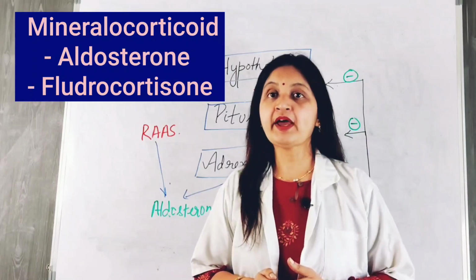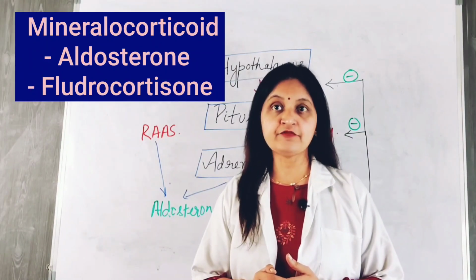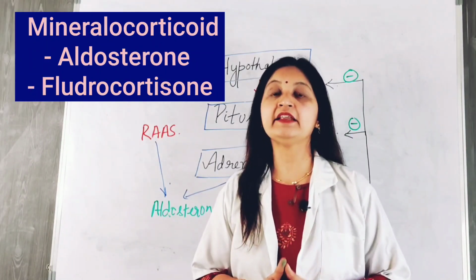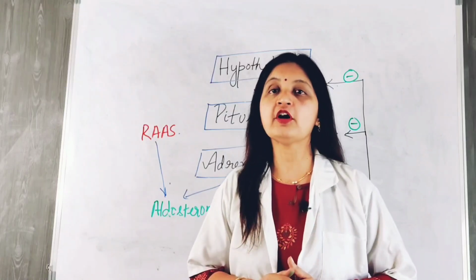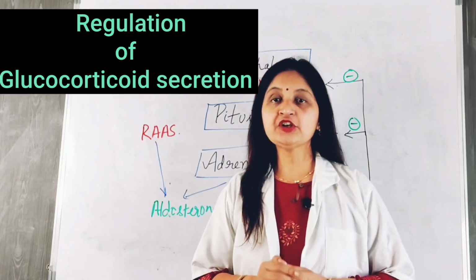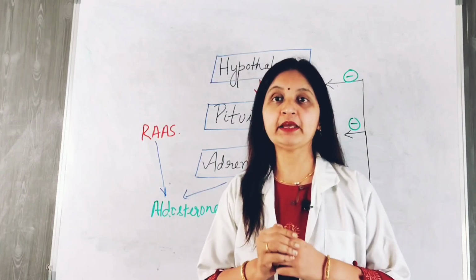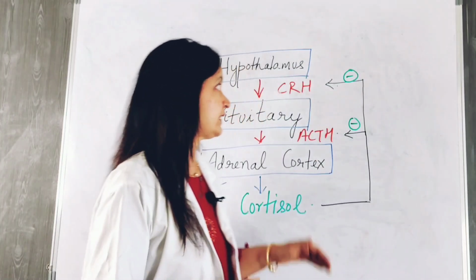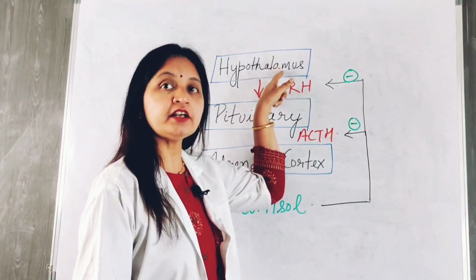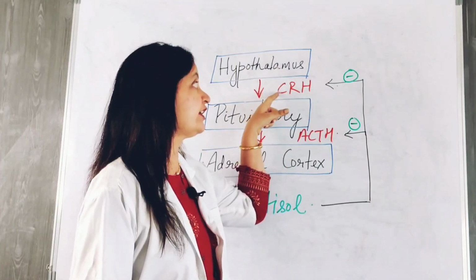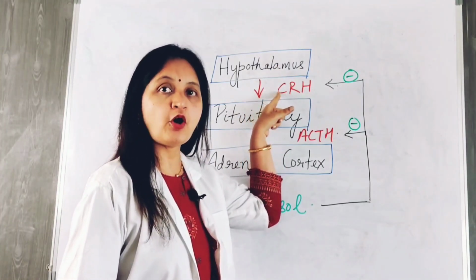So before discussing primary and secondary adrenocortical insufficiency, it is important to understand the regulation of glucocorticoid secretion. The regulation of glucocorticoid secretion is a process that involves the hypothalamic pituitary adrenal axis. So the hypothalamus is the starting point and it releases CRH, that is corticotropin releasing hormone.